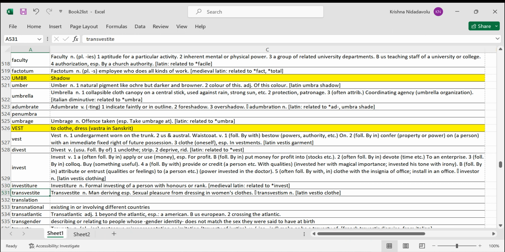Trans is across: transnational, across nations; transatlantic, across the Atlantic. Translation is across two languages. Okay, that is, trans means across. Transvestite. A transvestite is a person, especially a male, who wears clothing and adopts the mannerisms of a female.